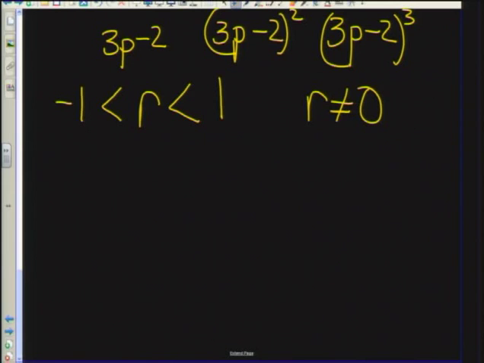The next thing I do is I identify my common ratio, and I'm doing this rather quickly, but you should be able to see that from one term to the next, I am multiplying by 3p minus 2. And then substitute that into the place of r, because that is the common ratio.